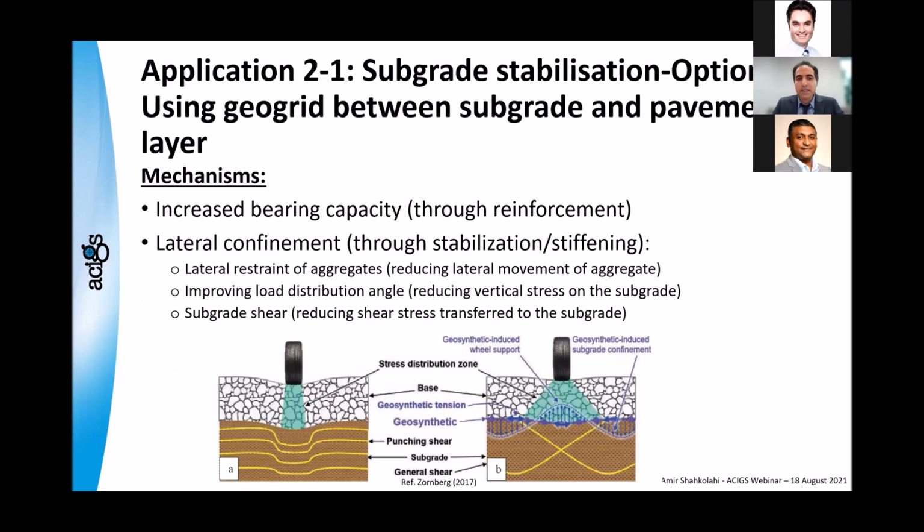Mechanisms: increased bearing capacity, reinforcement can act depending on the testing condition, and lateral confinement through a stabilization or stiffening can act. So both can be mechanisms in this application. As you can see in this graph by Dr. Zornberg, on the left-hand side you can see it is like a punching shear and punching failure. On the right-hand side, the deformation and the stresses on the subgrade and geosynthetic are now different.